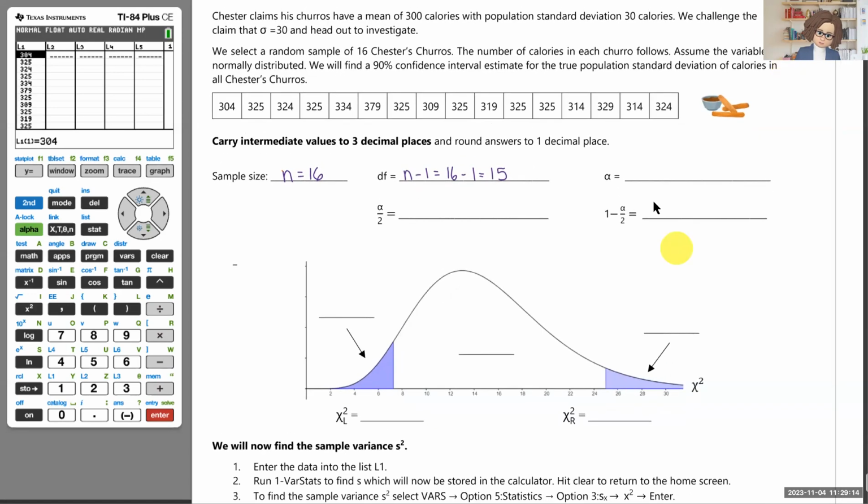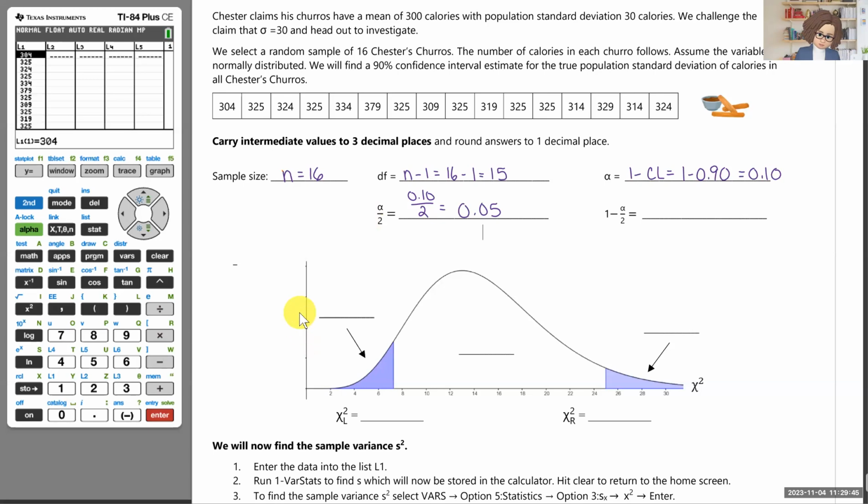And we'll find our alpha. So alpha is always 1 minus our confidence level. And in this case, 90% confident. So 1 minus 0.9. I like to put the 0 there. 1 minus 0.90 will be 0.10. And then we'll take our alpha that we got and divide that by 2. And that will be 0.05.